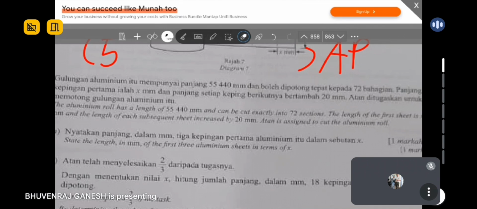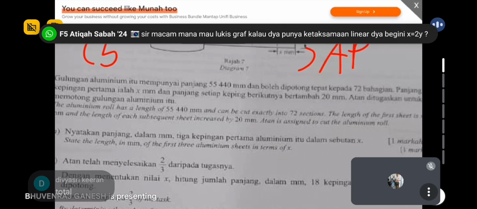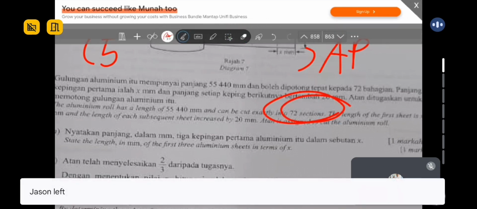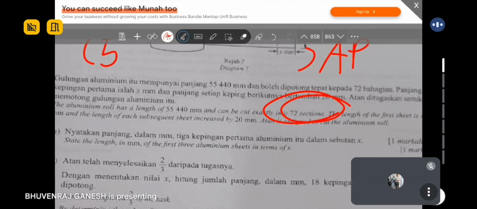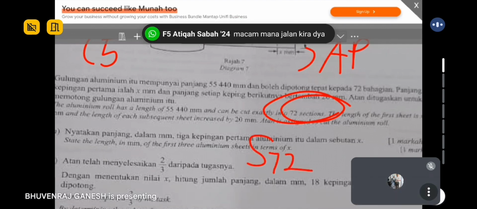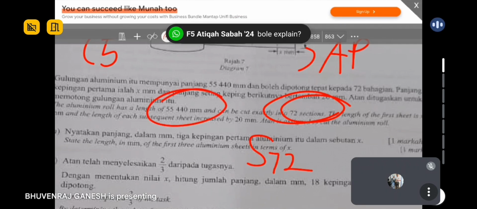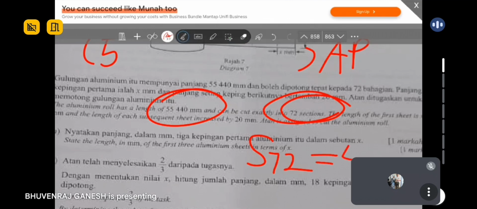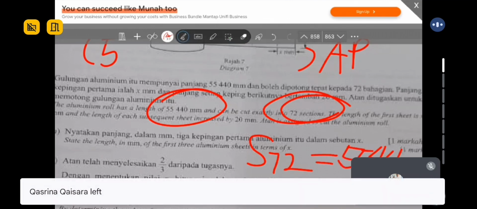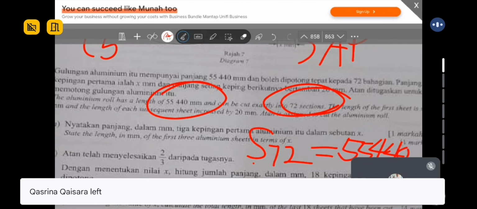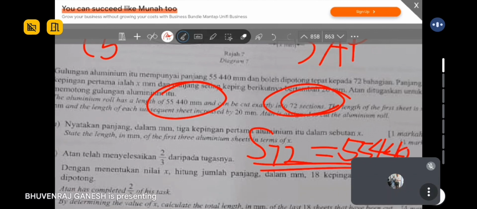Okay. So why do we find S72? Because we want to know the total length from the first sheet until the last sheet. Because we have 72 sheets only guys. So we want to know the total up to the end. So we use S72. Okay. So now first, they already tell you the total length is this one. Am I right? This is Sn. So 55440. This is the equation that you can come out with. Can you all see? 72 sheets, total length is this value.